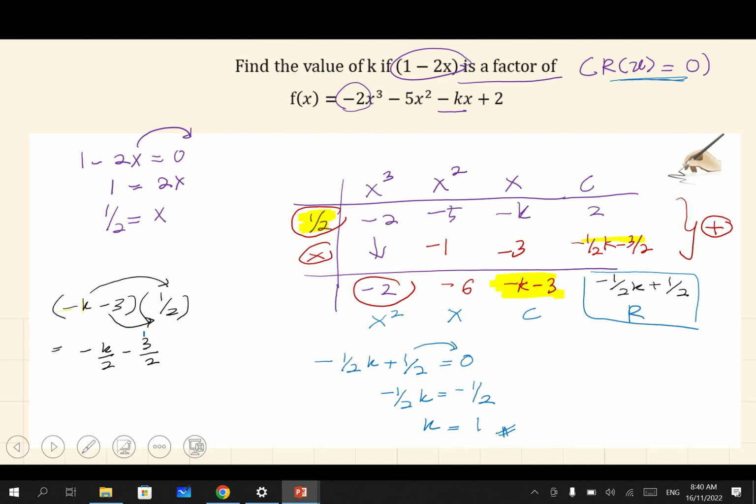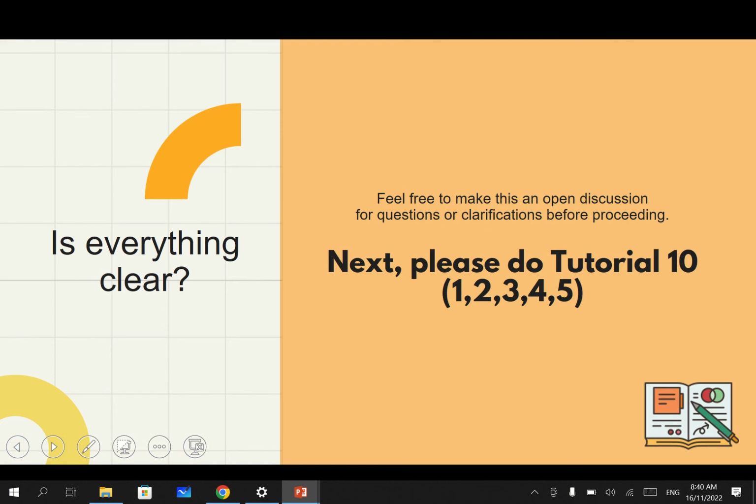Okay, so I only show you 2 example. For further example, you can go through dekat page 27. Ada lagi satu example 14 untuk this topic.